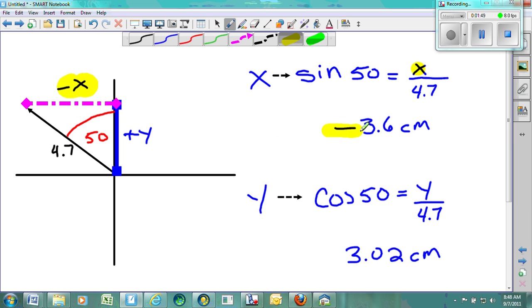Notice how I've made the 3.6 negative. I did so because it's going in the left, the negative x direction. On the other hand, with the y, it was the adjacent of the hypotenuse. Therefore, I used cosine, and it was in fact going upwards, so that's a positive y direction. And when I did the cosine of 50 times 4.7, I got 3.02. So I've taken my first vector and I've broken it up into its components. And this is our x1 and our y1 if we go in order.